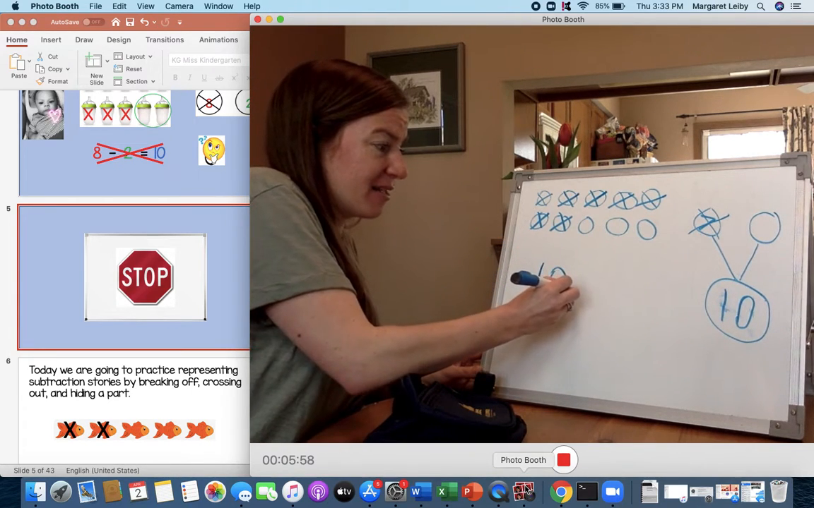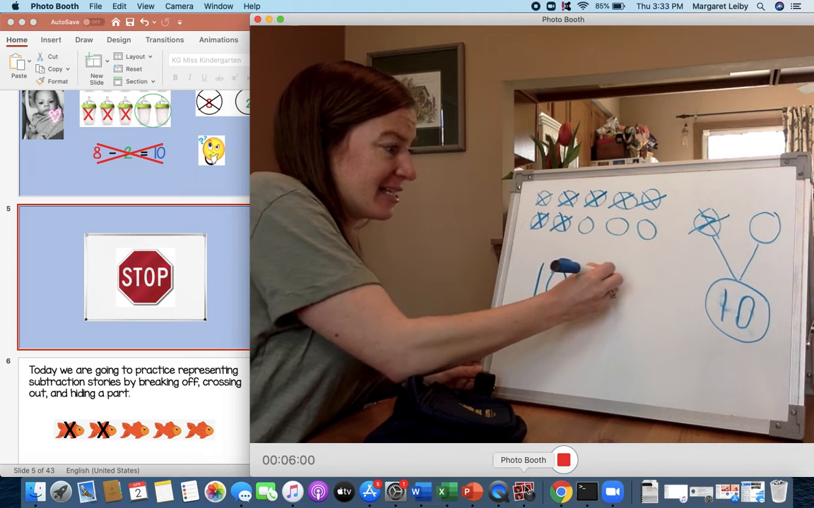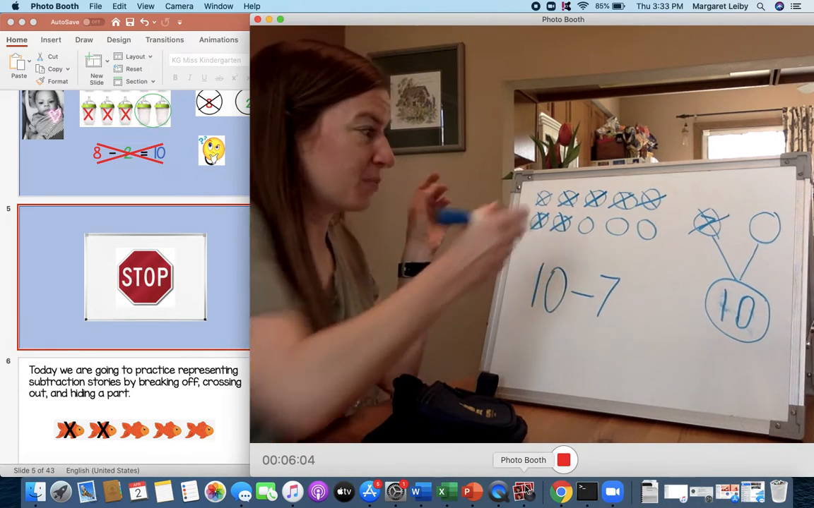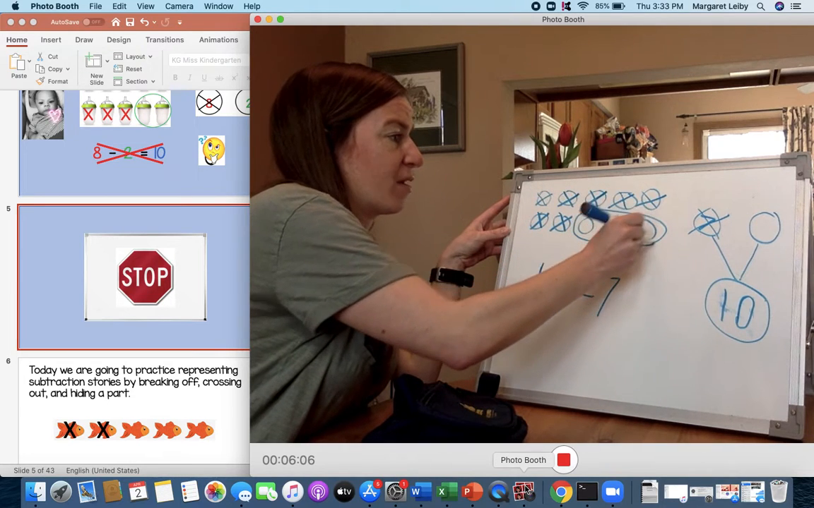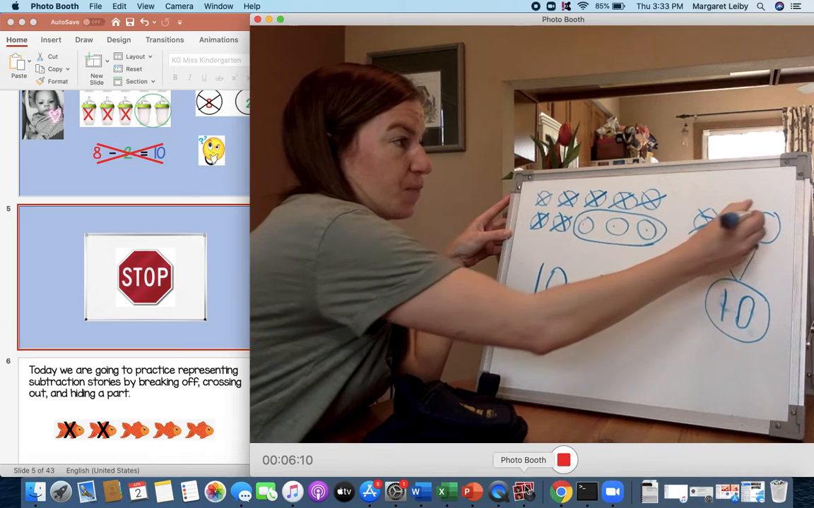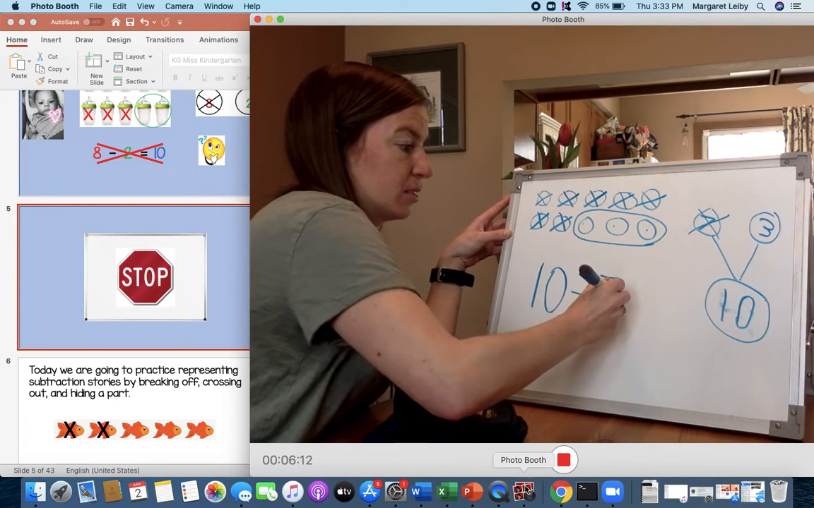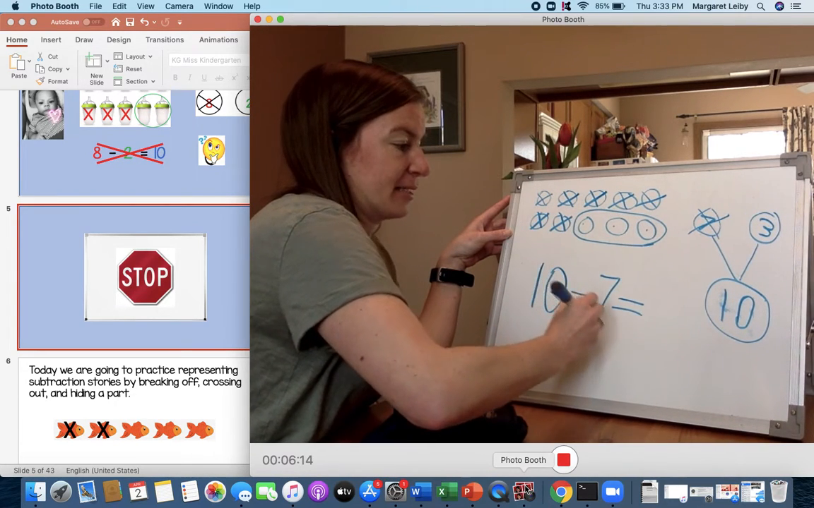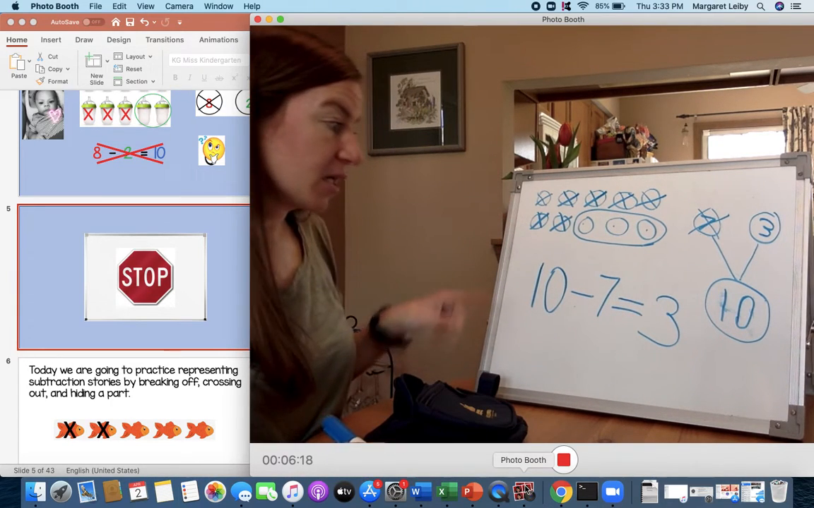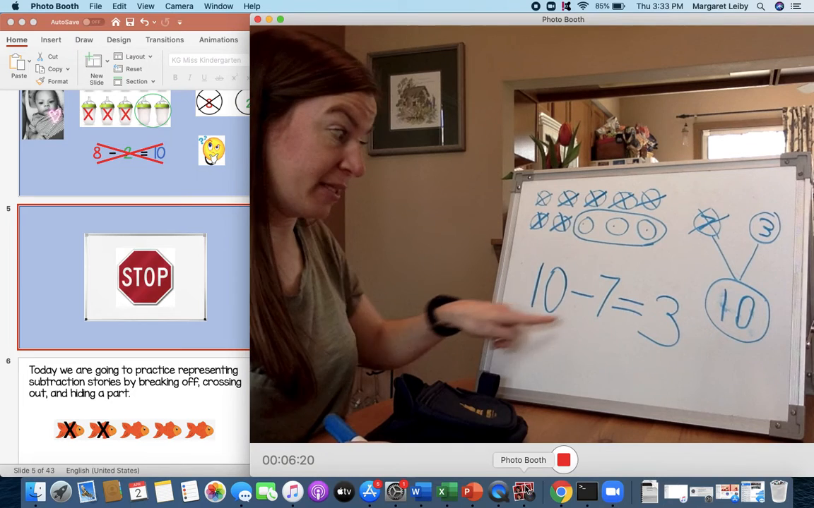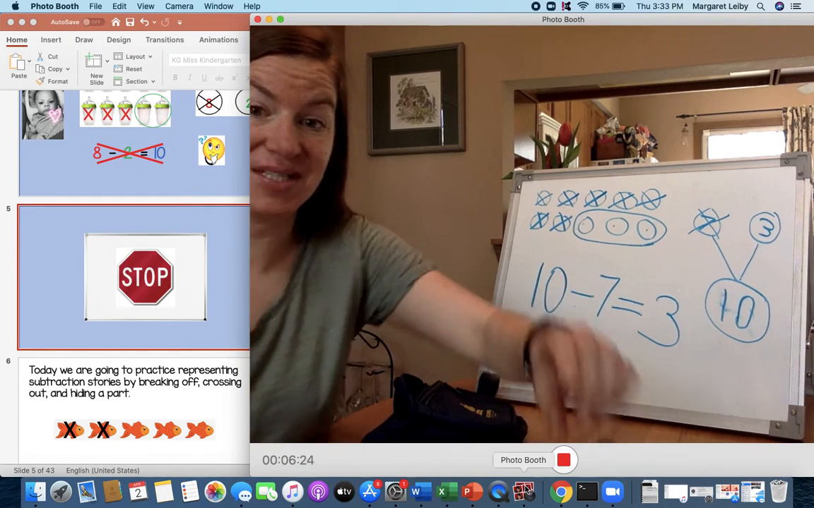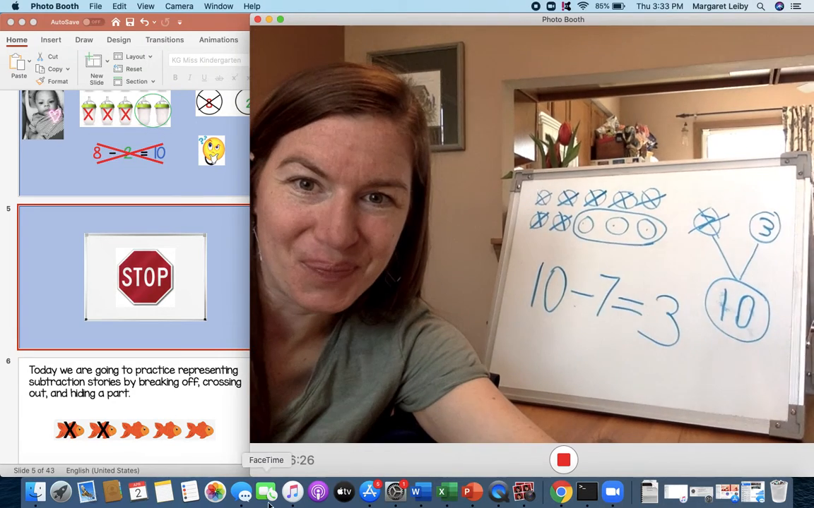10 minus 7. And then to find out what that equals, I'm going to count what's left. So I've got 1, 2, 3. So 3, 10 minus 7 equals 3. So remember, I'm always starting with my whole and then subtracting the takeaway part, and then that equals what's left. All right, let's keep going.